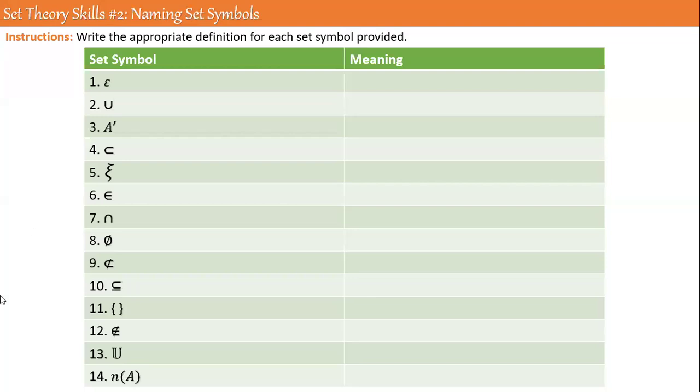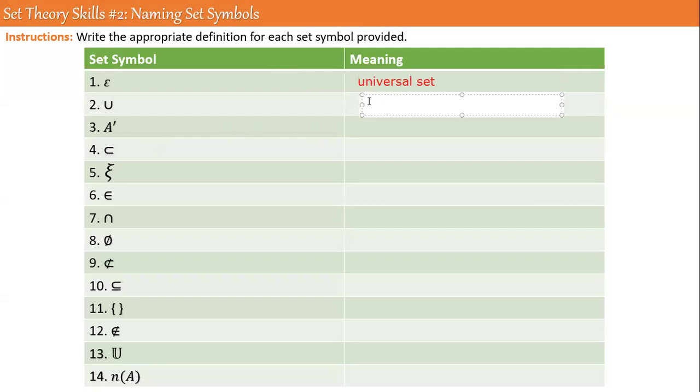All right. So let's go and answer them. So the first one is, what y'all have for number 1? Universal set. Very good. What y'all have for number 2? Union set.